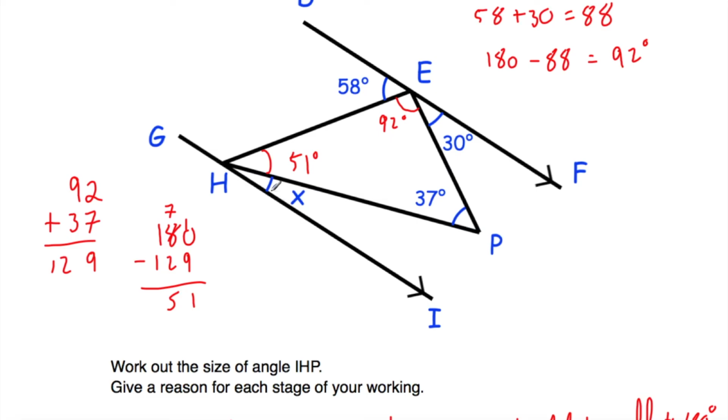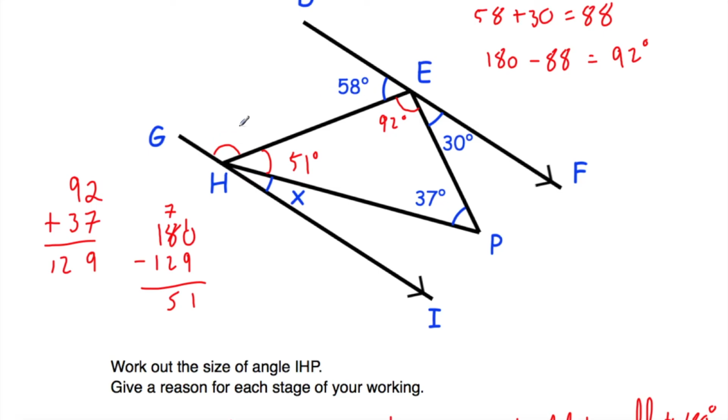Now if we want to find the size of this angle, I'm thinking if we have a look here, we can find the size of this angle here, angle EHG. And if we find the size of angle EHG, we have this straight line, and then we can add together the angle we've just found and the 51 degrees, and then take that away from 180 degrees to find the size of this angle X. So let's do that.